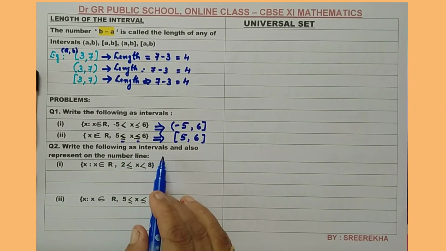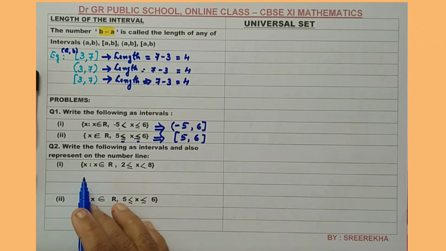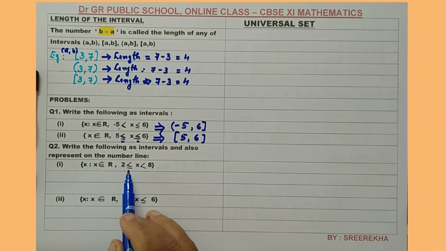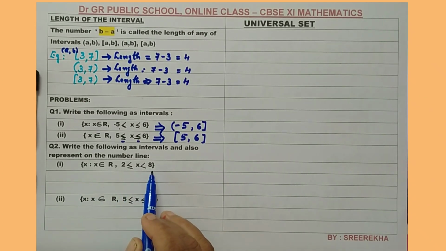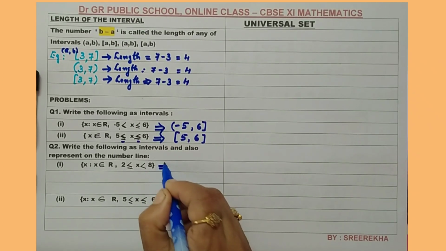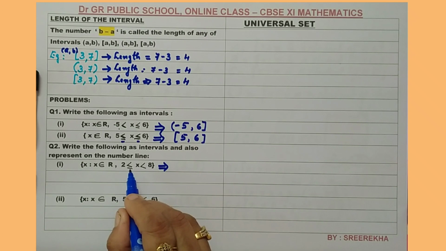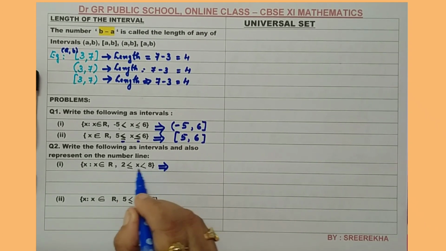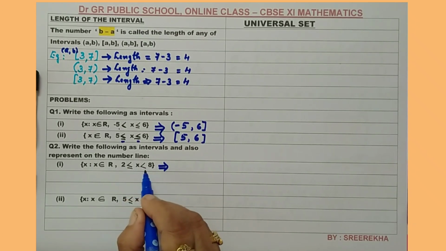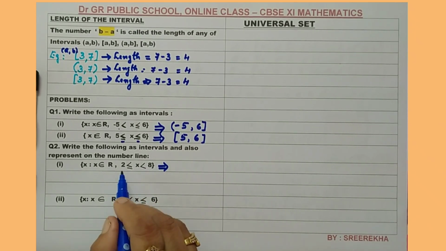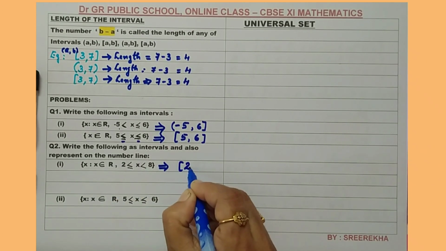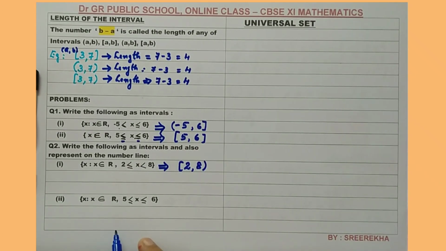Write the following as intervals and also represent them on the number line. First question: the set of all x, element of R, such that 2 is less than or equal to x, less than 8. You know how to write it as an interval. The corresponding interval is from the element 2 to the element 8. All the elements between 2 and 8 you need to consider, but 2 is included and 8 is not included. So it can be represented as the closed open interval 2, 8.